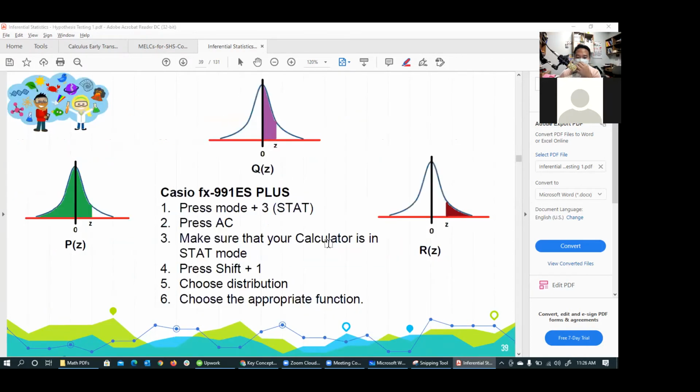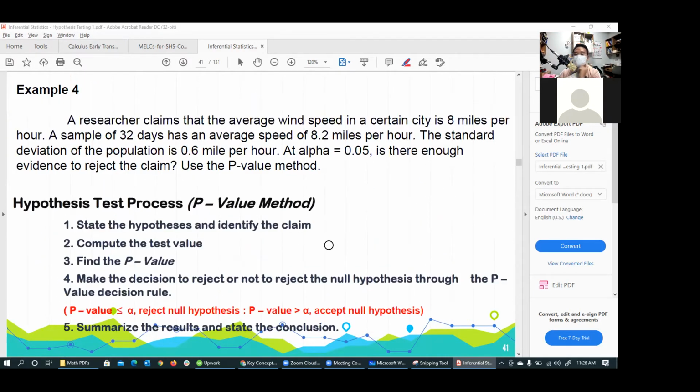Okay. So let's have this problem here, guys. A researcher claims that the average wind speed in a certain city is 8 miles per hour. A sample of 32 days has an average speed of 8.2 miles per hour. The standard deviation of the population is 0.6 mile per hour. At alpha 0.05, is there enough evidence to reject the claim? Use the p-value method. And as you can see, you are given the steps in the p-value method. So what do you think would be our decision making?